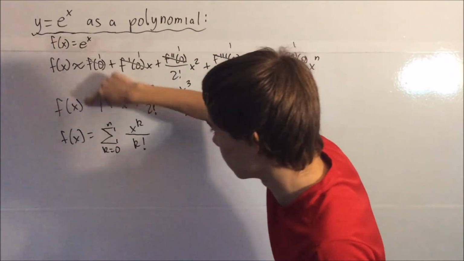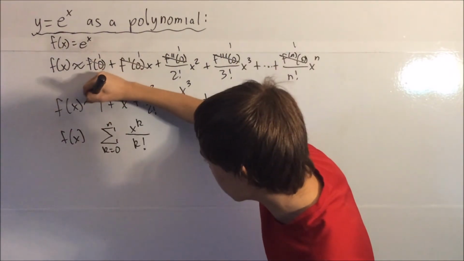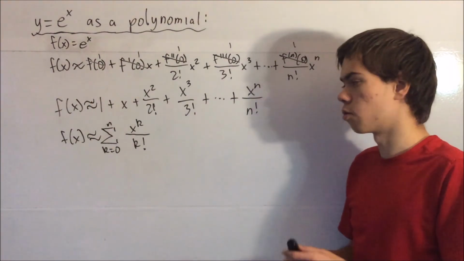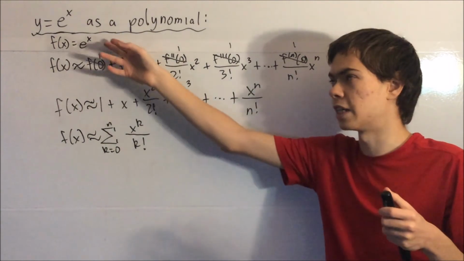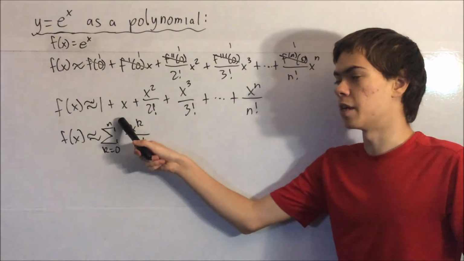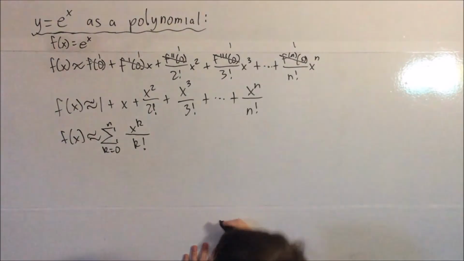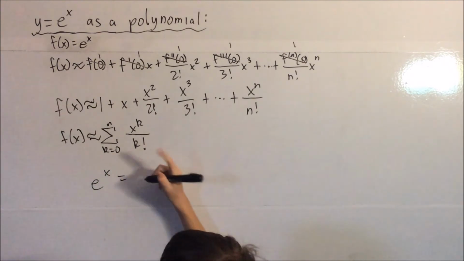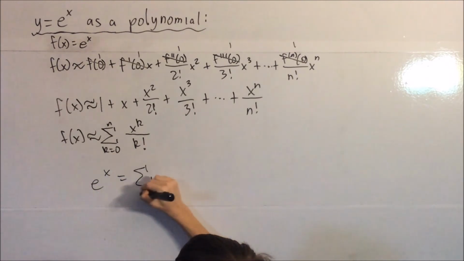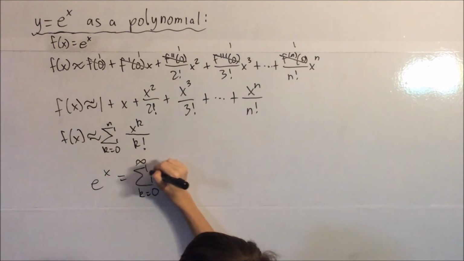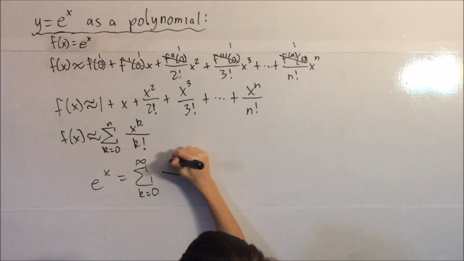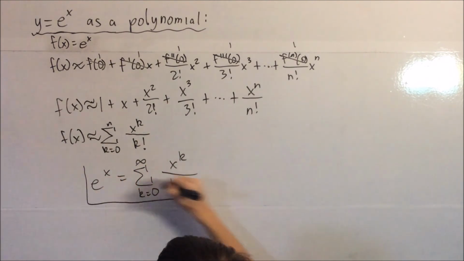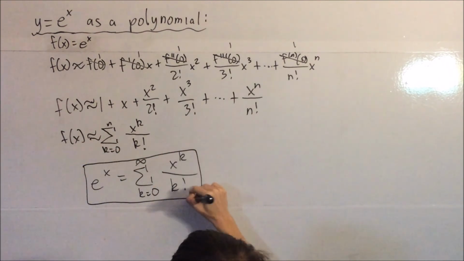However, of course, I forgot to write, this is an approximation, because we're not using an infinite number of derivatives. So we're only going to get an approximation of what e to the x looks like. All right, we have to let n approach infinity. And so in that case, f of x, which is also equal to e to the x, is just simply going to equal the sum from k equals 0 to infinity, because we're letting n approach infinity, of x to the k over k factorial. And so this is how you write e to the x as a polynomial.